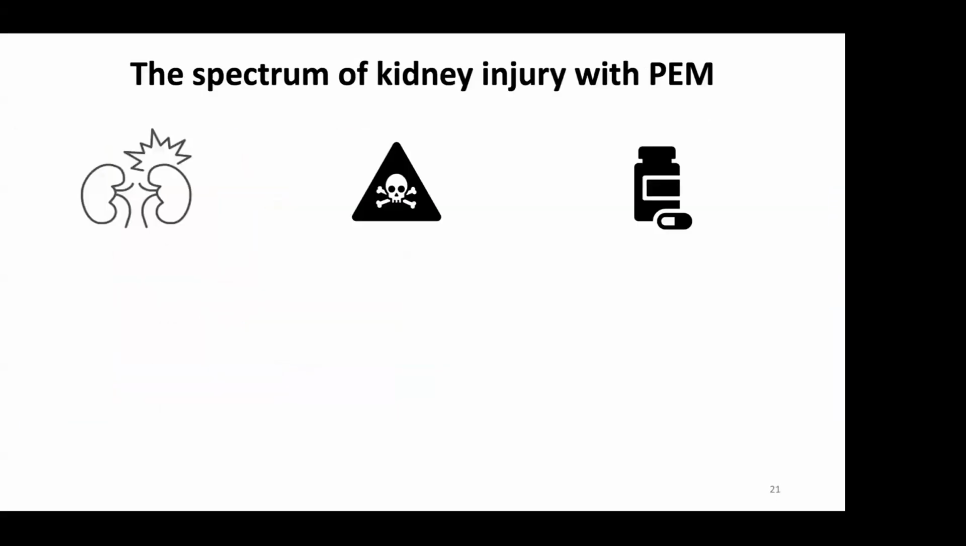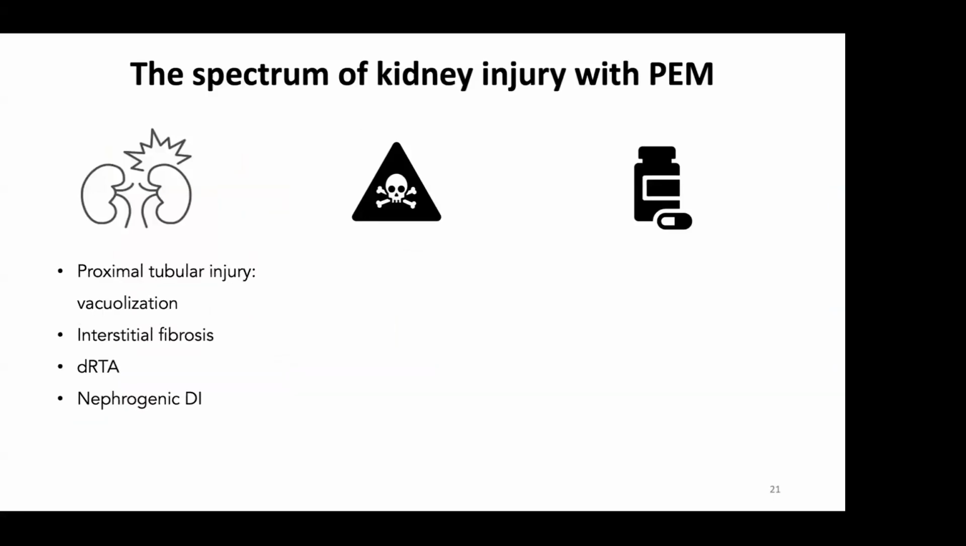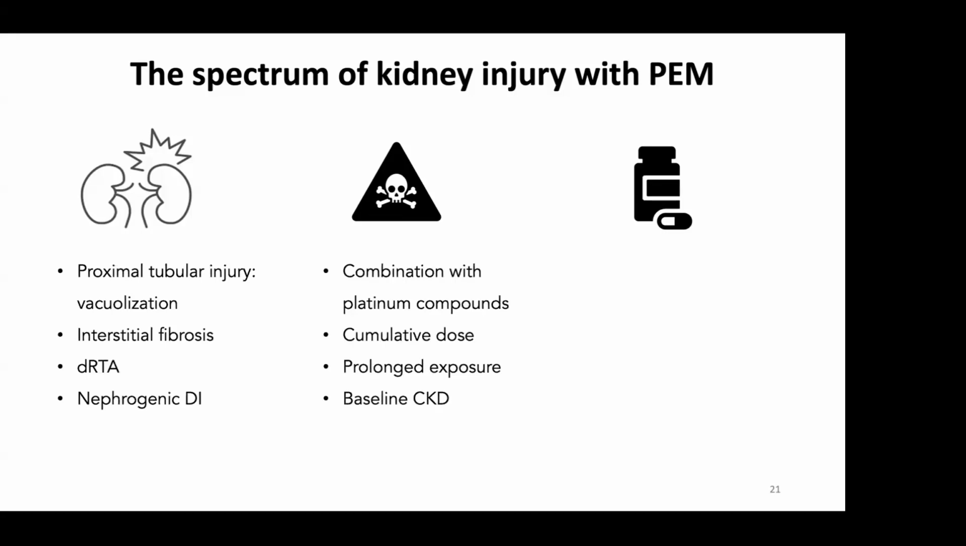So what is the spectrum of kidney injury happening with pemetrexed? You can see proximal tubular injury with vacuolization. You can see interstitial fibrosis on kidney biopsy. Occasionally, you can see distal renal tubular acidosis. And you can have a presentation like nephrogenic diabetes insipidus. Combination with platinum compounds like cisplatin can increase the toxicity risk. The cumulative risk profile is important. As the dose builds up, the risk of toxicity goes up. And presence of underlying CKD, again, is a very important risk factor.